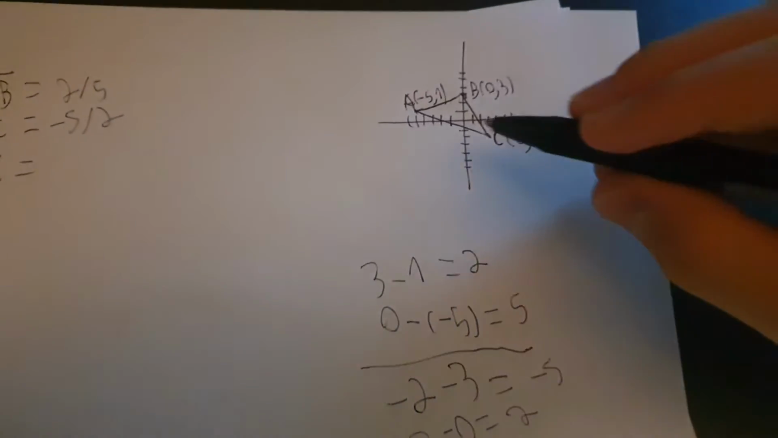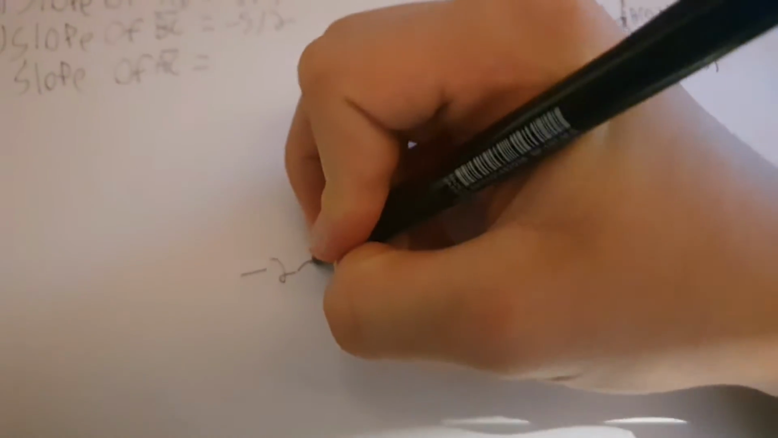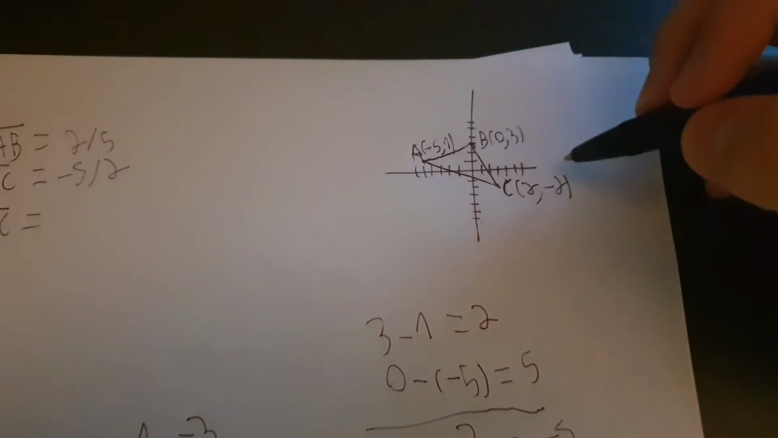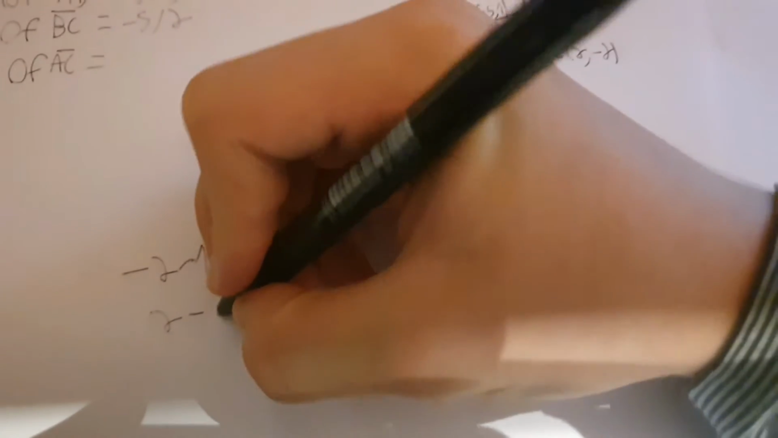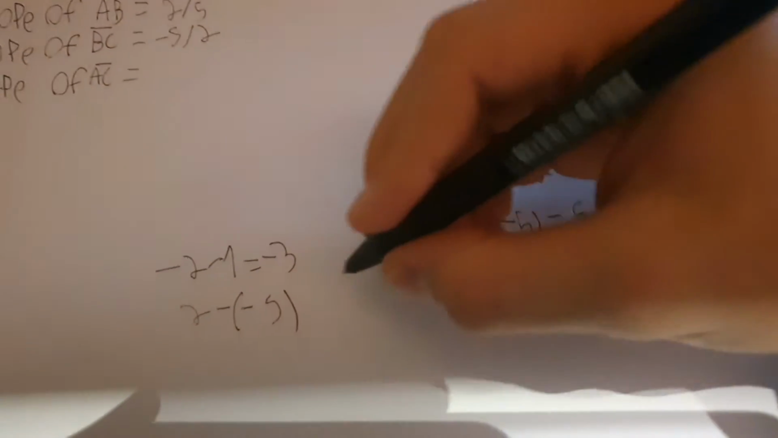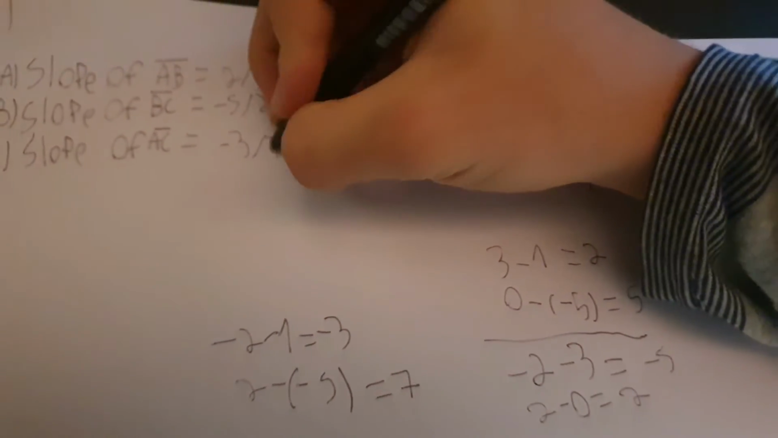So slope of AC, this and this. So negative 2 minus 1, negative 3, the y coordinates, then x coordinates, 2 minus 5, because minus 5, I did this before, but negative with negative is positive. So this is going to be 7. So negative 3 over 7.